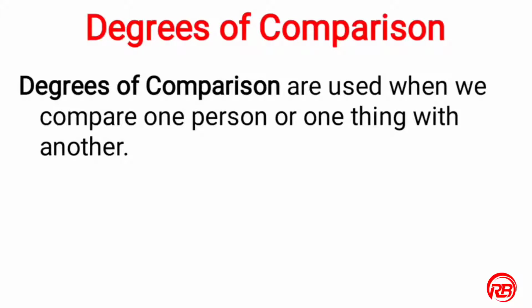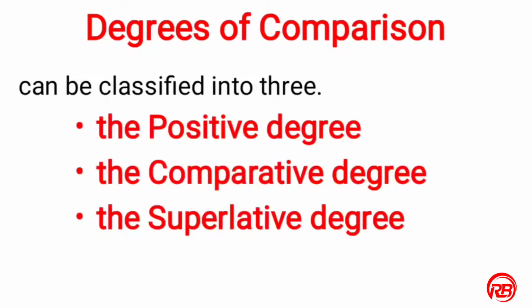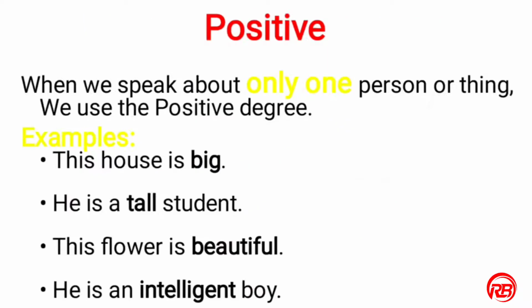Here, like the same, it is used to compare one person or one thing with another, one person with another person or one thing with another thing. Degrees of comparison can be classified into three. The first one is the positive degree, the second one is the comparative degree, and the third one is the superlative degree. First one, positive degree.